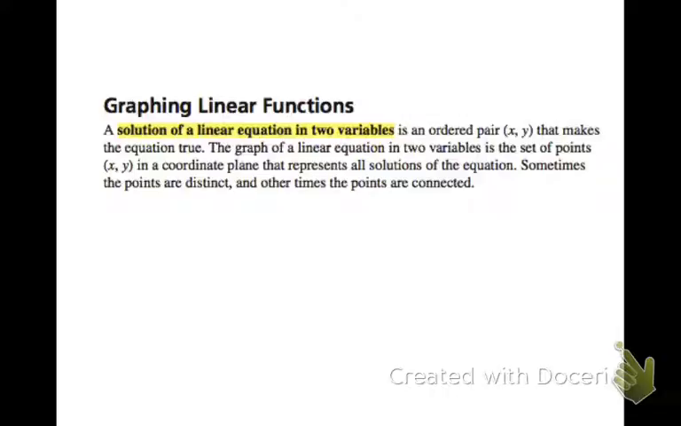For graphing linear functions, a solution of a linear equation in two variables is an ordered pair (x, y) that makes the equation true. The graph of a linear equation in two variables is a set of points (x, y) in a coordinate plane that represents all solutions of the equation. Sometimes the points are distinct, and other times the points are connected.